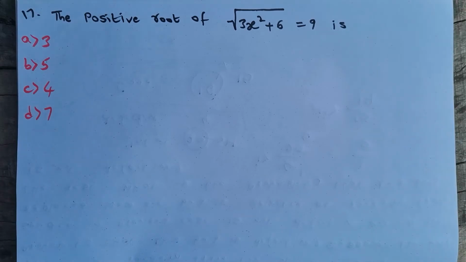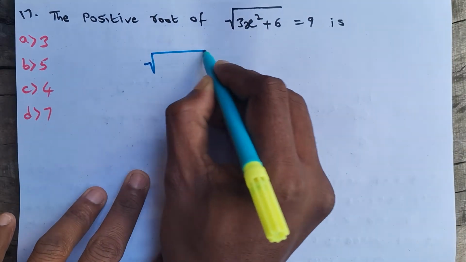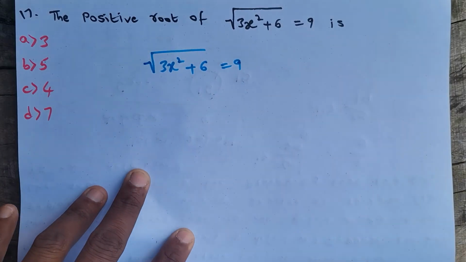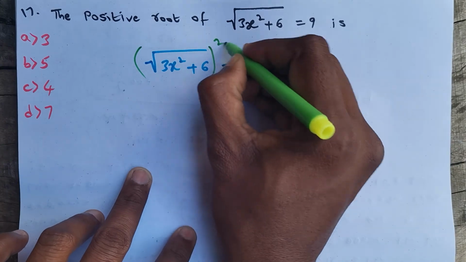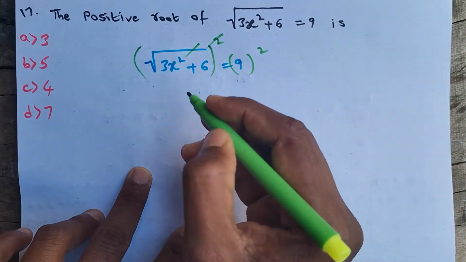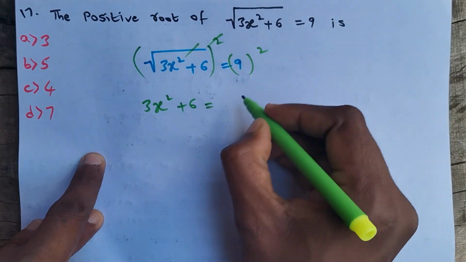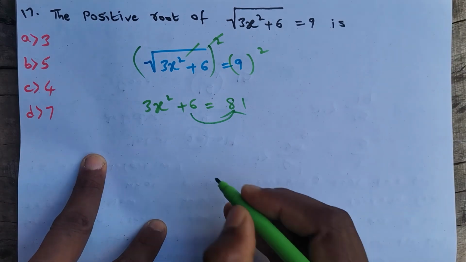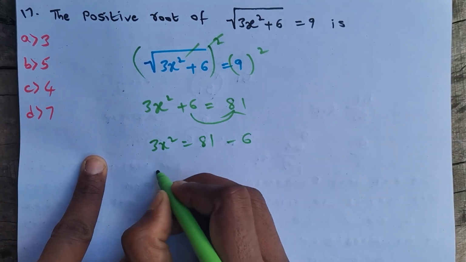Question number 17. Positive root of under root 3x square plus 6 is equals to 9. Root 3x square plus 6 is equals to 9. So first, to remove the square root, I'll do squaring on both the sides. The square root square will get cancelled, so we will remain with 3x square plus 6 is equals to 9 square, 81. Now I will take this plus 6 to the right side, so we will get 3x square is equals to 81 minus 6.